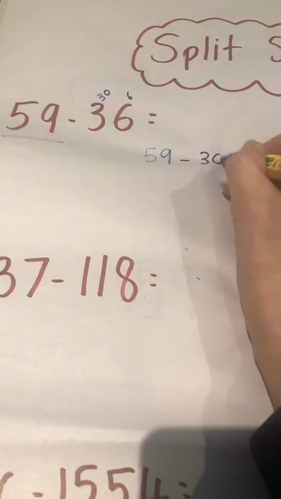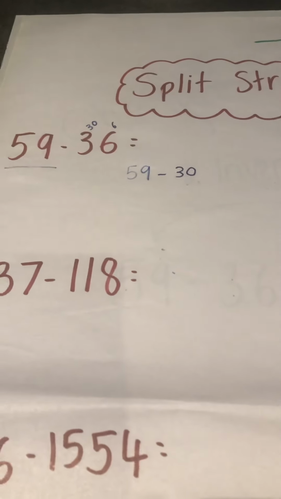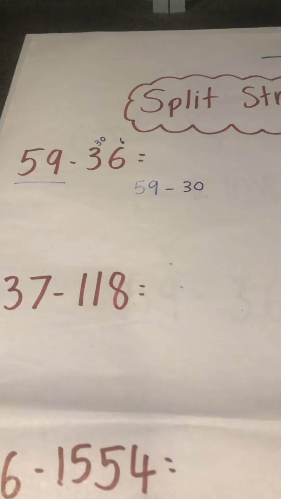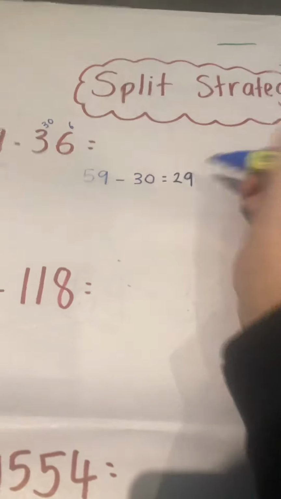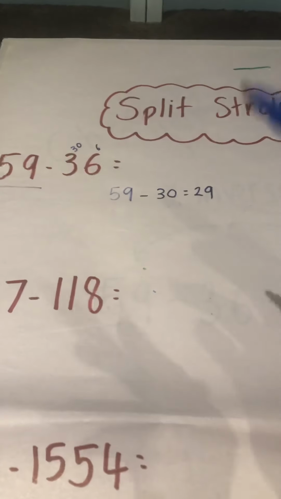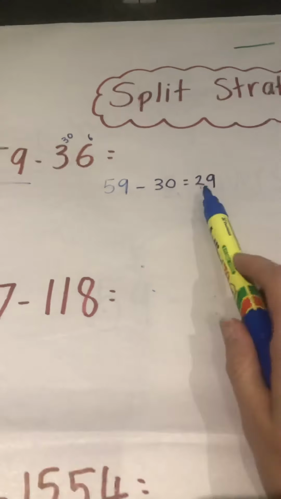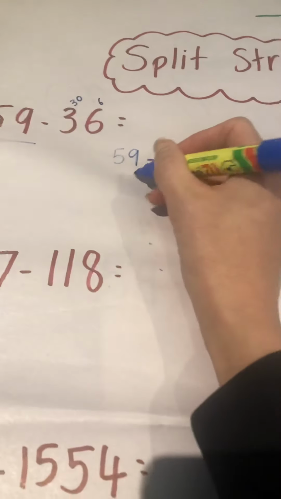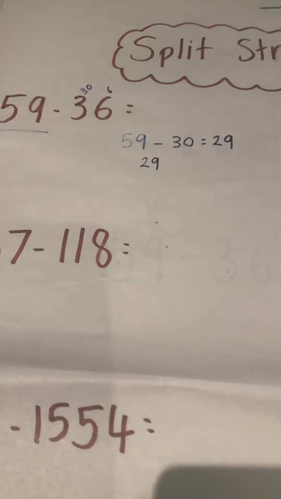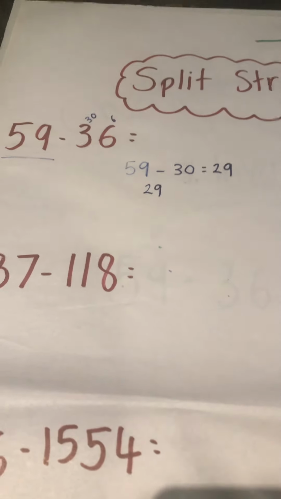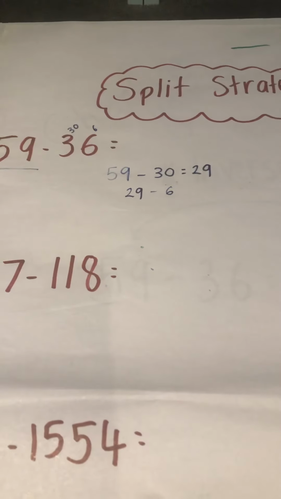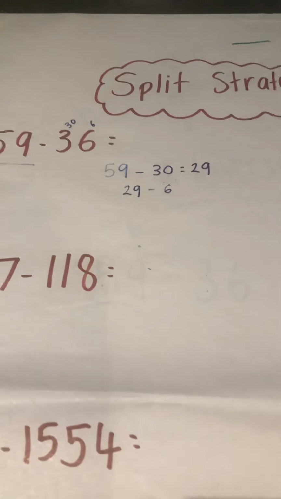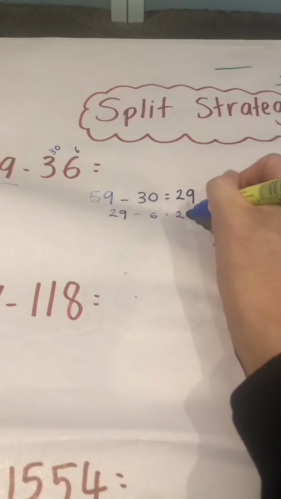The first thing you need to do is 59 take away your lots of 10. That's basically saying 59 take away 30. 59, 49, 39, 29. Once you've taken away your tens, you need to write down this number here because this is your new number that you are at. Then you take away your ones from 29. We had 6 little ones, so you do a minus 6 here. Then you can count backwards, and 29 minus 6 is 23.